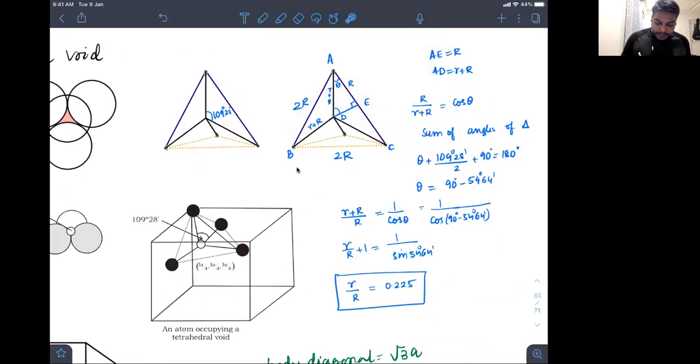Now, if we keep an atom in that void, imagine I kept an atom here at the center. That atom will have a certain radius, small r. Our idea is to compare small r and capital R. From this distance to this distance is capital R plus small r. And this entire distance will be 2 capital R. And this is also 2 capital R. This is also 2 capital R. Correct?